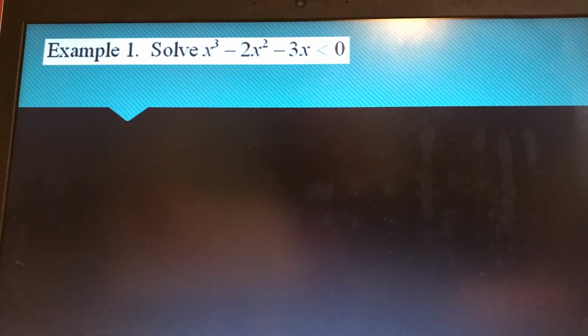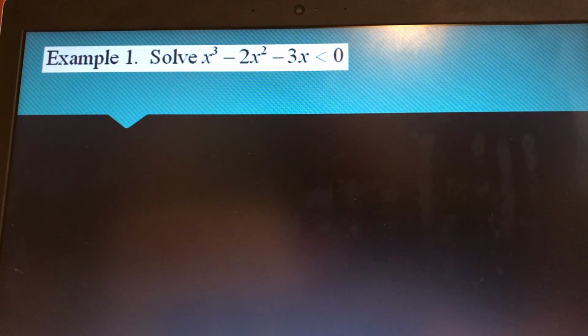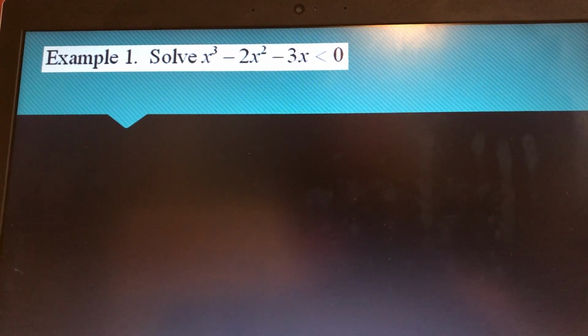Alright, so we're going to start with inequalities. On your guided note, you have example 1. Example 1 says to solve x cubed minus 2x squared minus 3x is less than 0. And that is less than. I know that the lighting's a little bad there. Alright, that is less than 0.